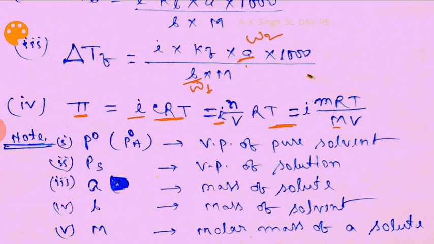Now you must remember that P naught is vapor pressure of pure solvent. In NCERT, P naught A is written. Only write P naught, vapor pressure of solvent. PS, vapor pressure of solution. A, mass of solute. B, mass of solvent. And M, molar mass of the solute.